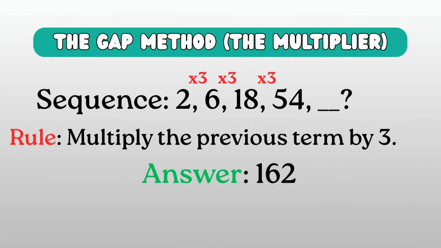Let's finish the puzzle by applying this to our very last number. What is 54 multiplied by 3? Take a second to compute it. And the answer is 162.